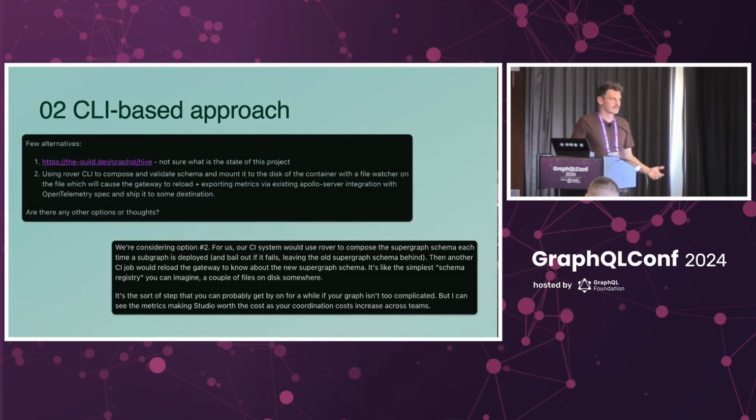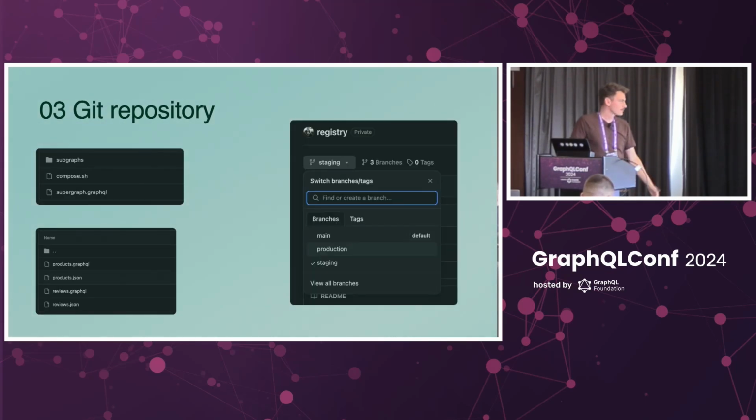And you also need to think about the storage. Where do you put the supergraph? How do you fetch the schemas of the subgraphs? You have to have a list somewhere that says, oh, I need to pull this, and compose it in the supergraph, right? The third option is actually a combination of CLI and the storage, which would be the Git repository.